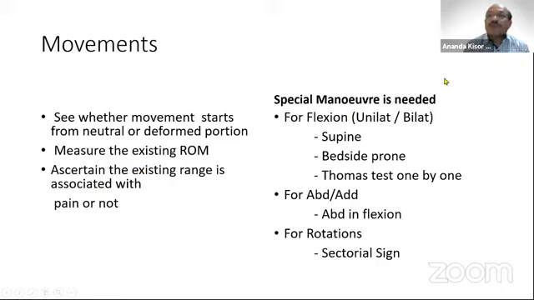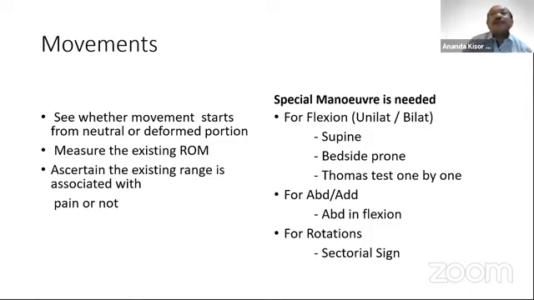Now a special maneuver is needed for flexion deformity, especially in unilateral or bilateral cases. In unilateral cases, if there is an apparent flexion deformity of the hip or the knee, how do we determine whether the limb, apparently flexed at hip and knee, is due to a hip problem or a knee problem? In that case, we have to do the bedside Thomas test.